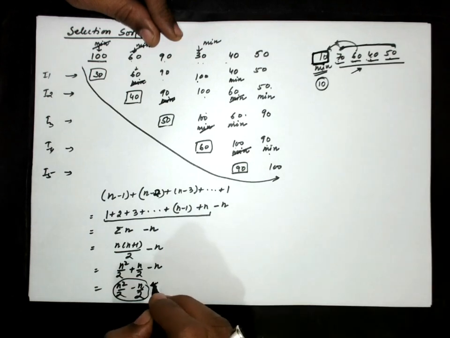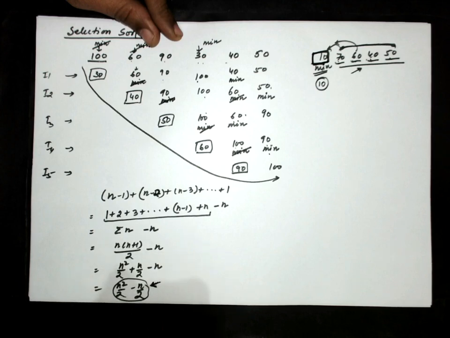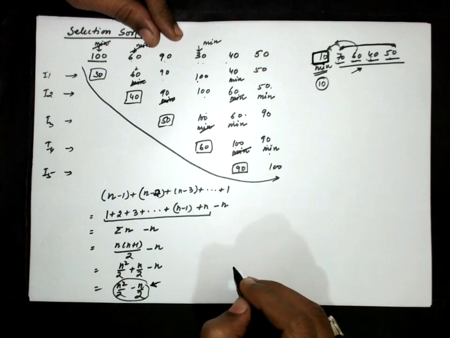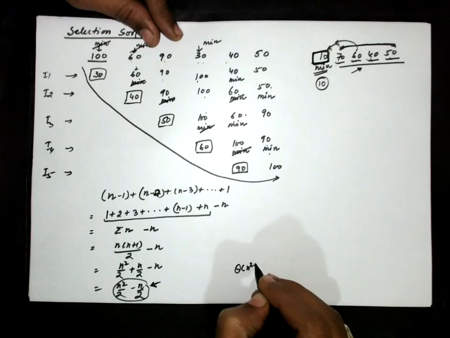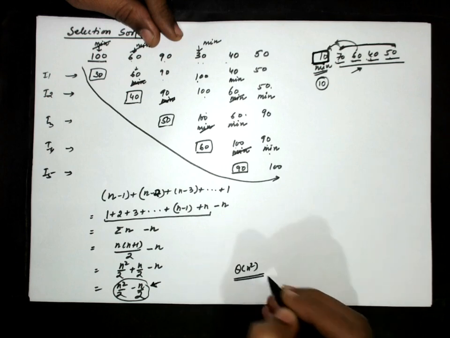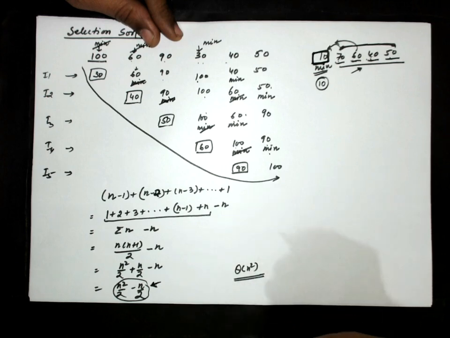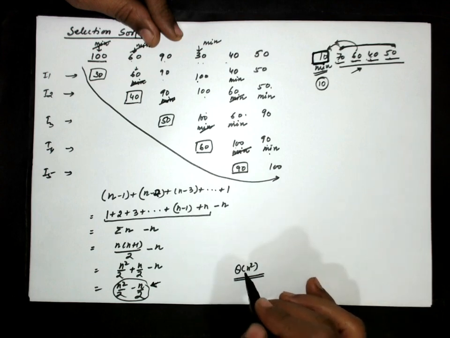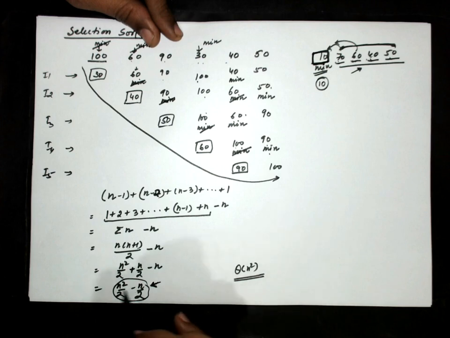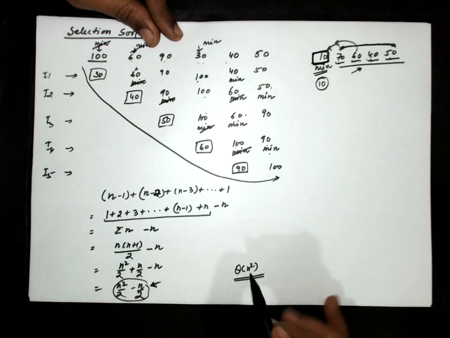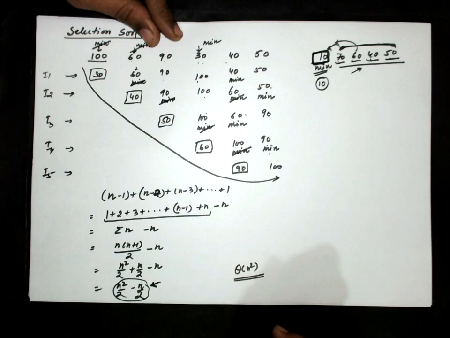So this complexity will remain the same irrespective of the nature of the inputs given to us. This is representing the time complexity, theta n square. Why are we writing theta? Because there is no best case. All the cases are the same. We will have to perform all the iterations. So that's why we are writing the complexity in theta notation. Out of n square by 2 and n by 2, n square is the dominating factor. So the complexity is written here as theta n square.